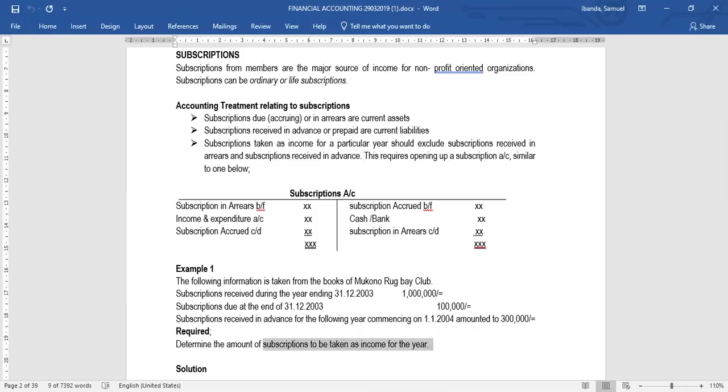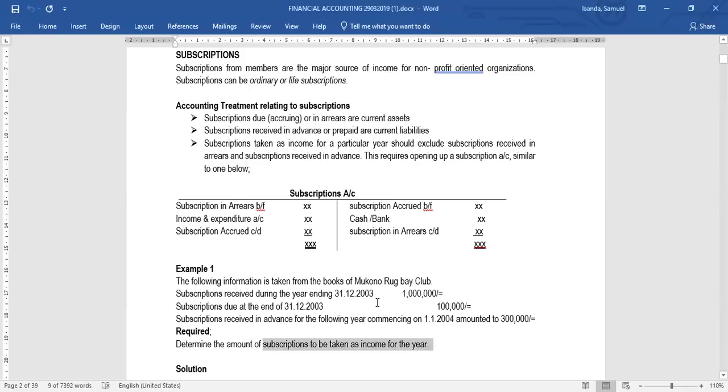Remember what happens with the accrual concept. If you remember the accrual concept, we record only subscriptions that relate to that financial year, not basically subscriptions that have been received, okay? If there is any subscription that does not relate to this financial year, even if we have received it, we then don't have to record it, okay? We don't have to record such subscriptions.